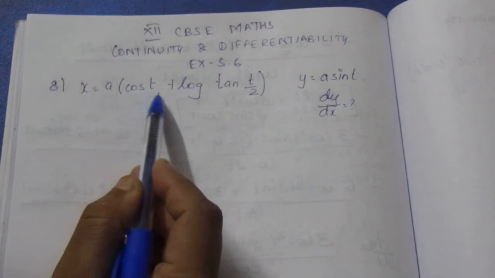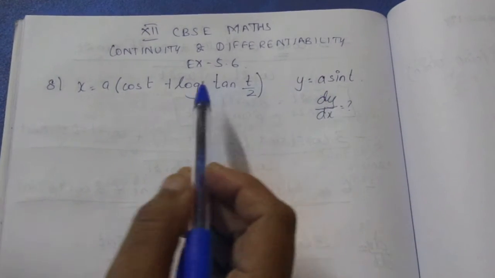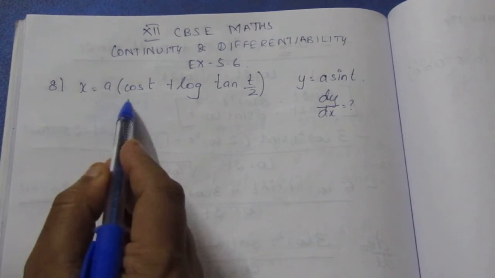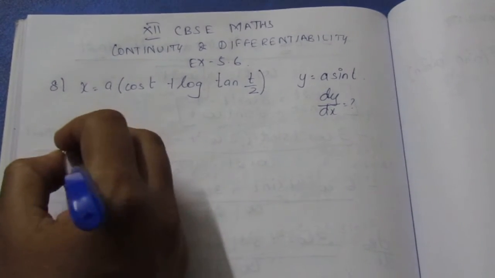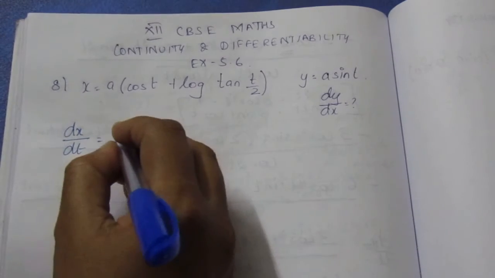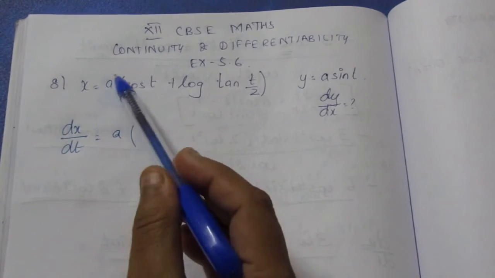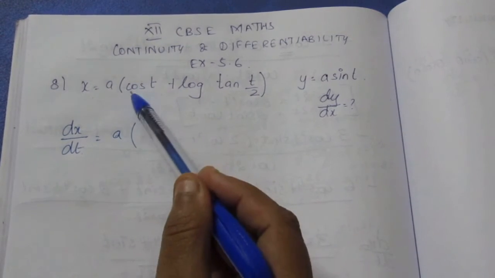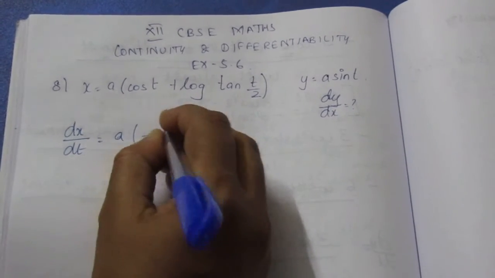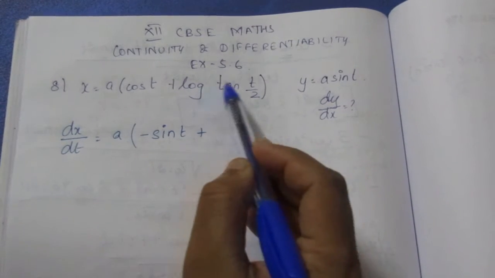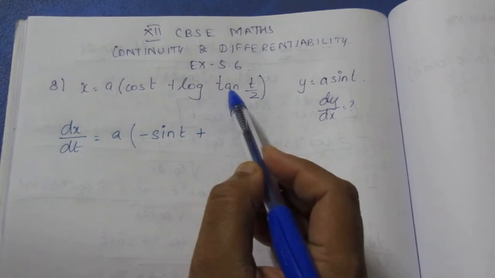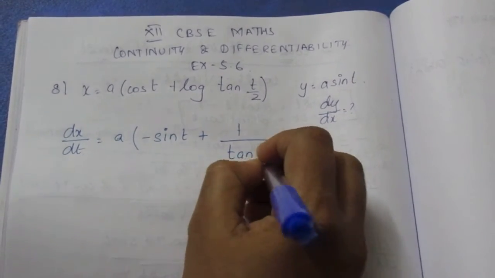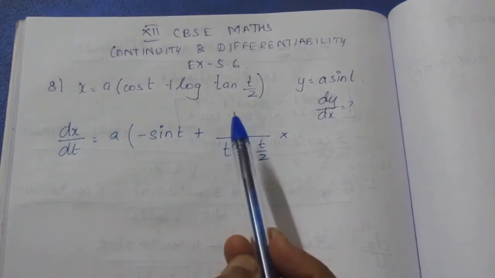Here they have given x in terms of t and y in terms of t, which means we need to differentiate with respect to t. So if I differentiate this with respect to t, it becomes dx by dt. Here a is a coefficient, so you can write a as it is, because if it is a number we will be writing it as it is. Here t is a term we need to differentiate. So cos t will become minus sin t, plus here log tan t by 2. Log x is 1 by x, so log tan t by 2 is 1 by tan t by 2, into the inner function differentiate we need to do.